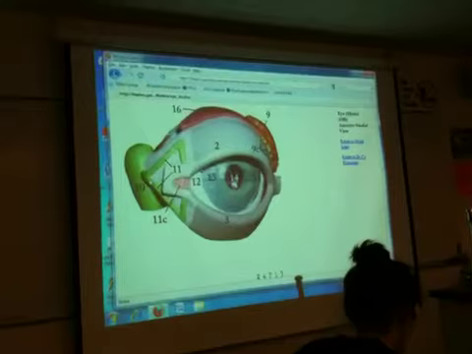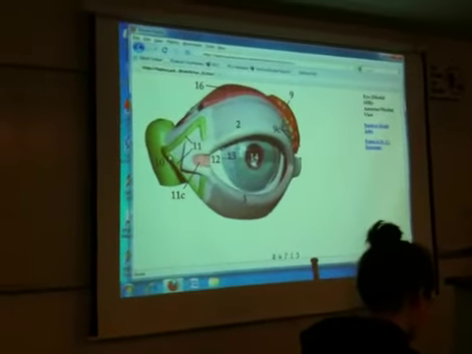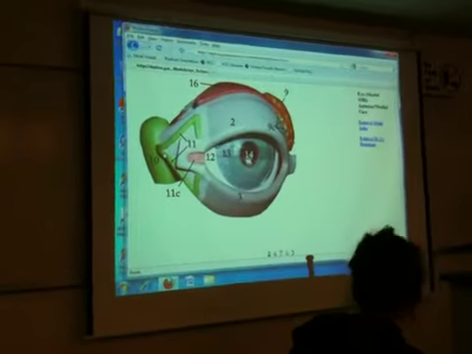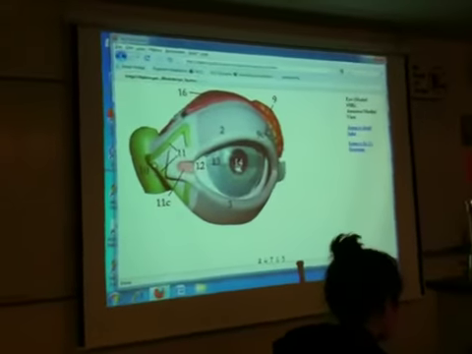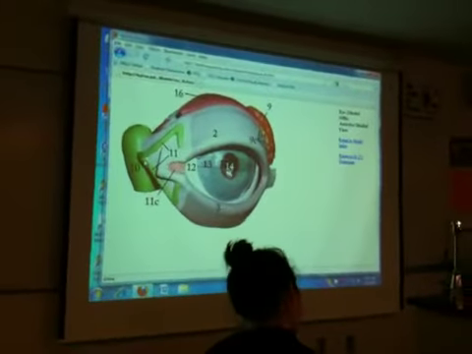Start with the eyeball. I know I'm missing a page. Hold on just a second. I'm missing one page somewhere. Here it is. Got it.